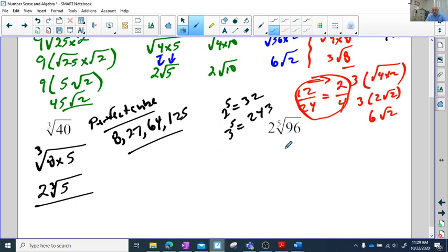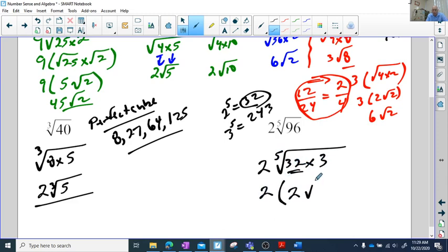This one, fifth root of 96. 96 is 32 times 3, and 32 is 2 to the fifth power. So it's the fifth root of 32 times 3. Again, the reason I picked 32 is so I can take the fifth root of it and get a whole number. The fifth root of 32 is 2.